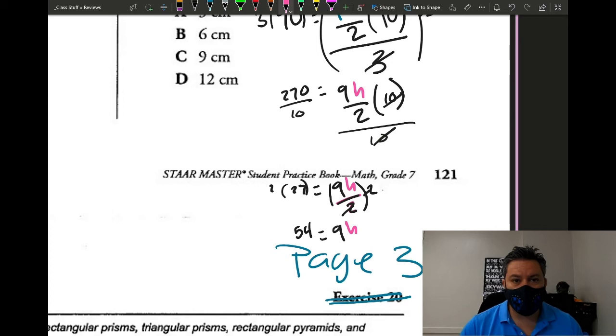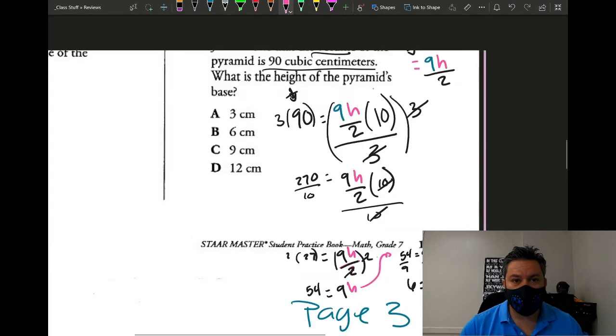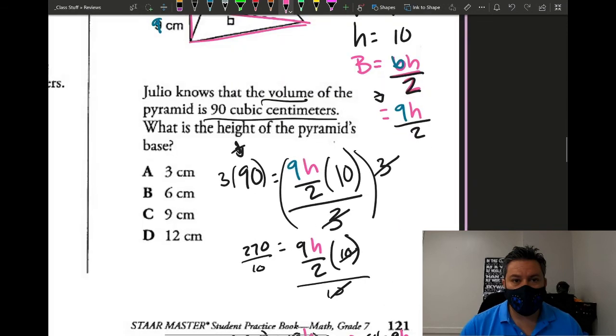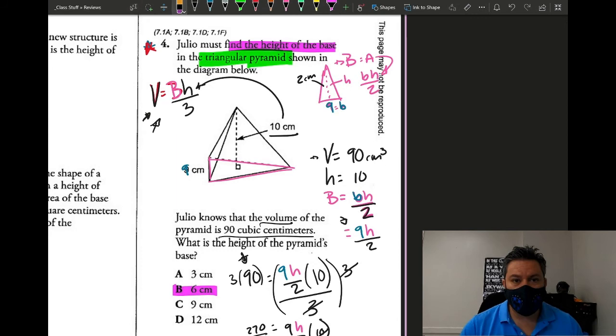Let me rewrite this over here. 54 equals 9h. One more step. Gotta leave h by itself, so we divide by 9 on both sides. Right? That cancels out. So this is gonna be 6 equals h. So that means that the height of that base is going to be what letter? B. So this height is going to be 6 centimeters.